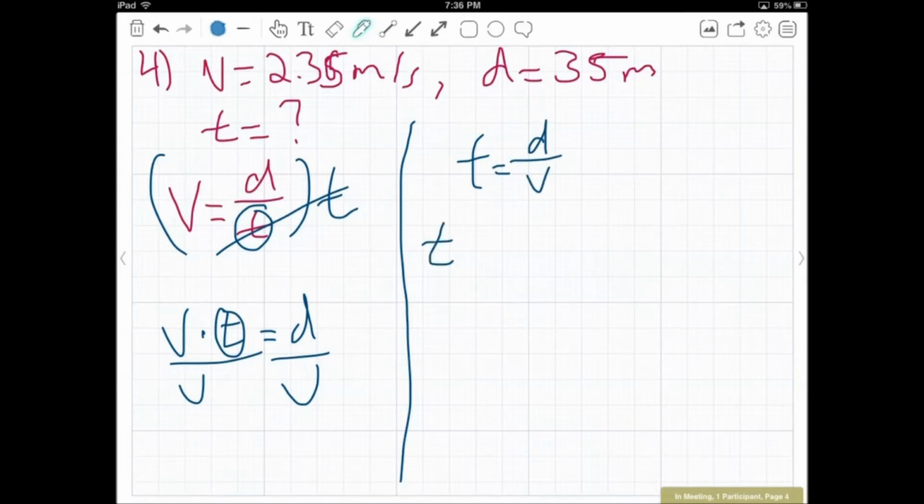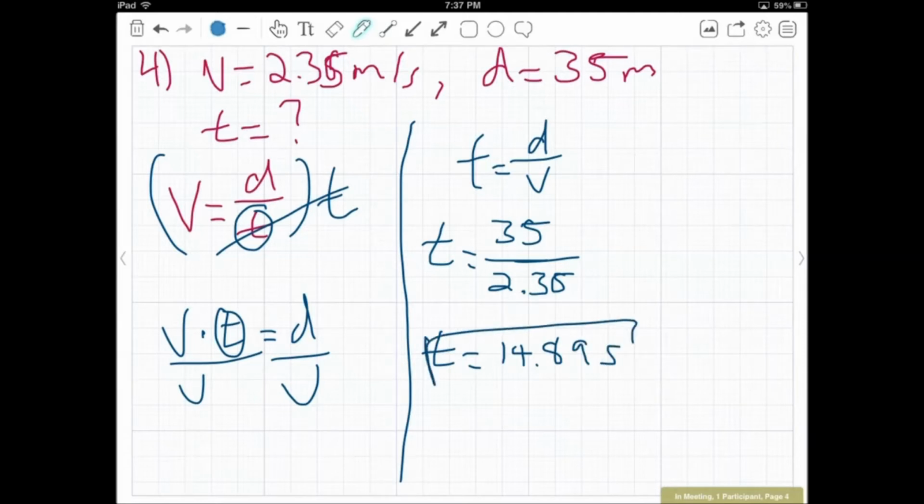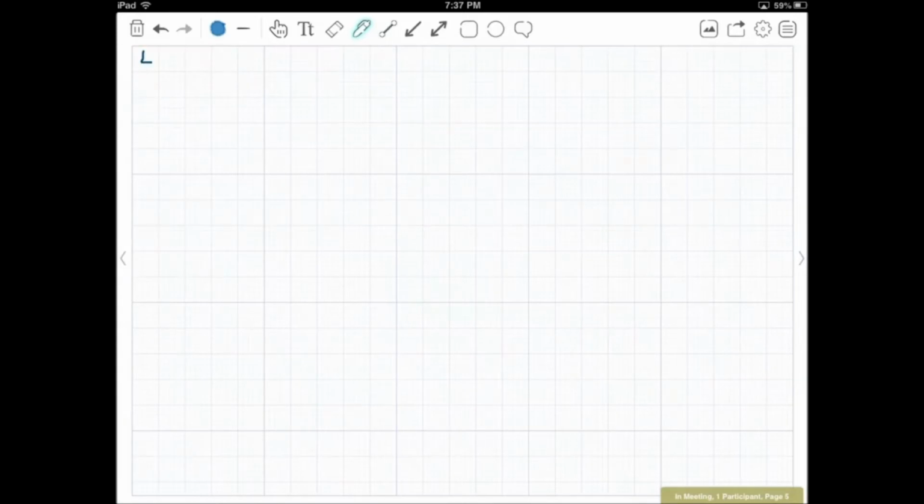Now I just plug in my numbers. Distance is 35. Velocity is 2.35 meters per second. So when you go through and divide this, you'll get an answer of 14.89 seconds. Pretty easy. Alright, number 5.